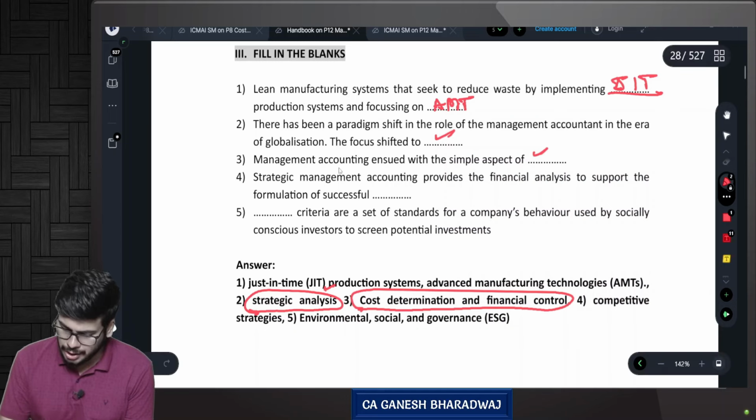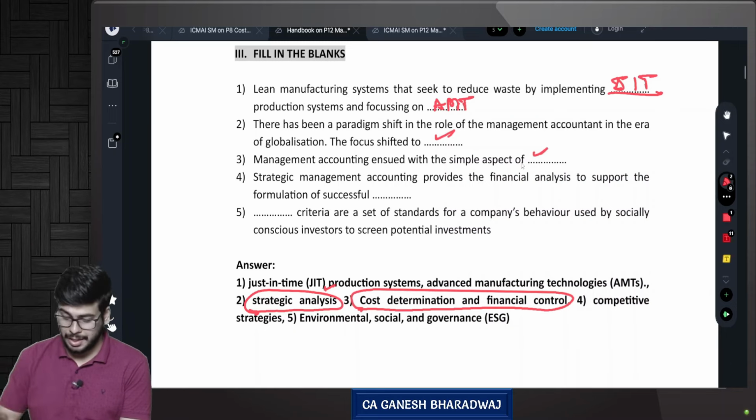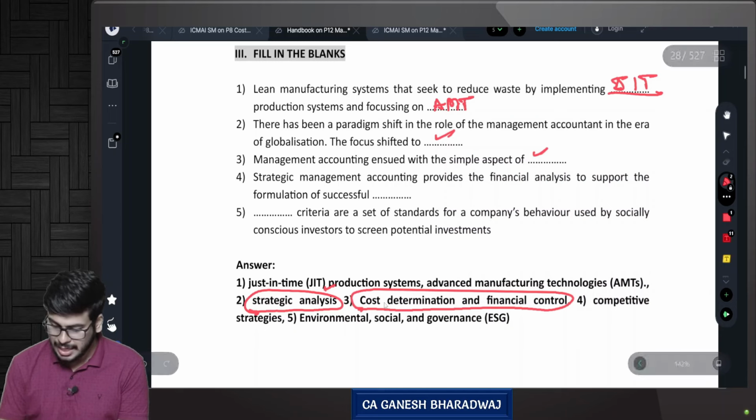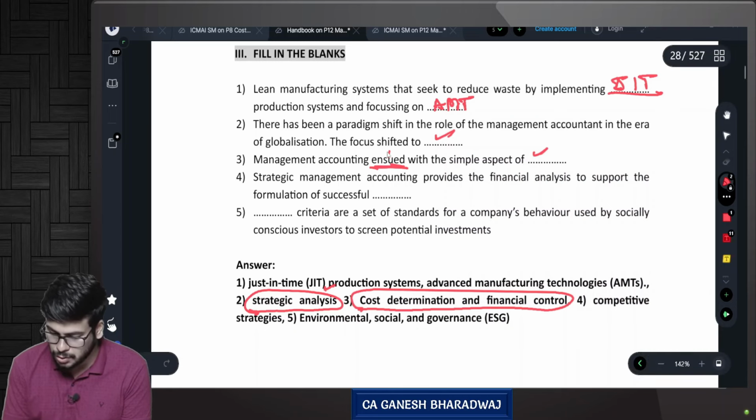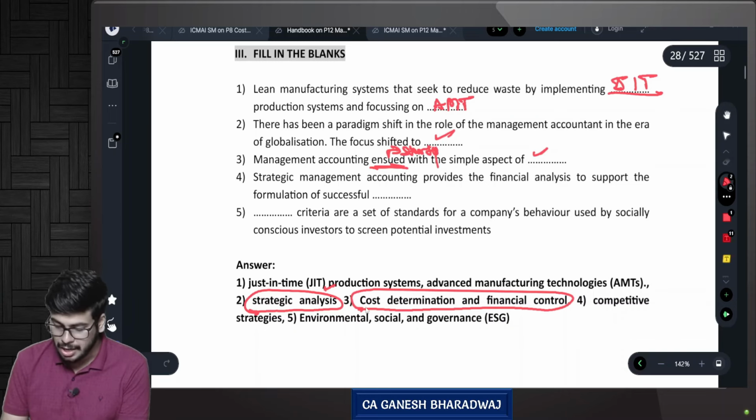Clear? So here, cost and management accounting ensued with the simplest aspect. It just started off. Yes, we saw this, right? In phase one, what was the basic objective? Ensued means it started. It started with what? In phase one, that is stage one, it started with cost determination and financial control. You just need to write that.